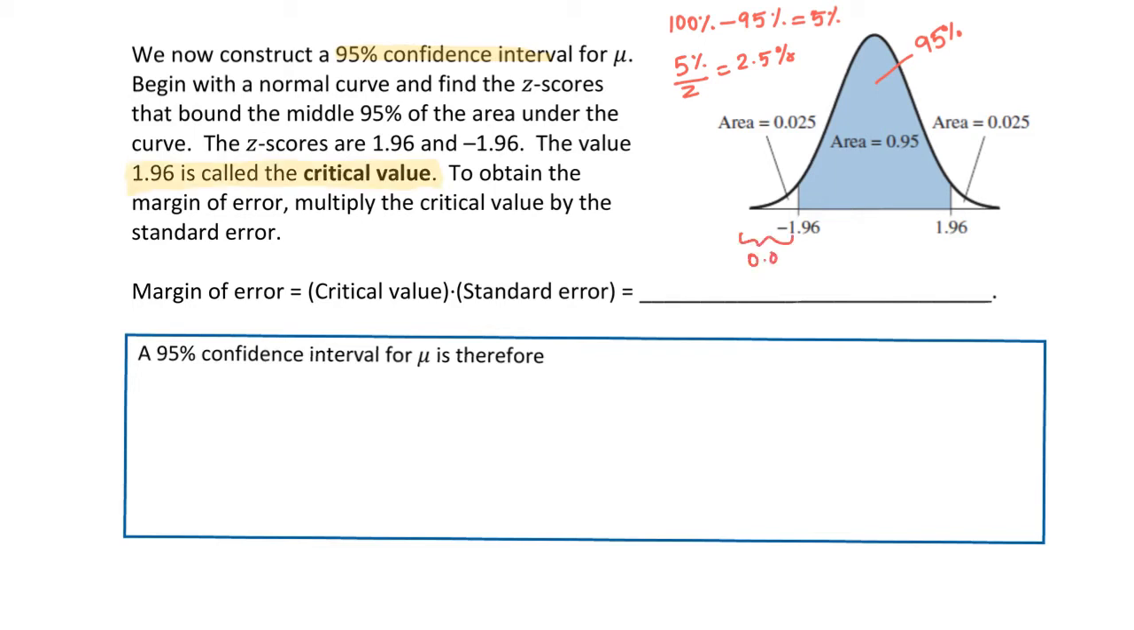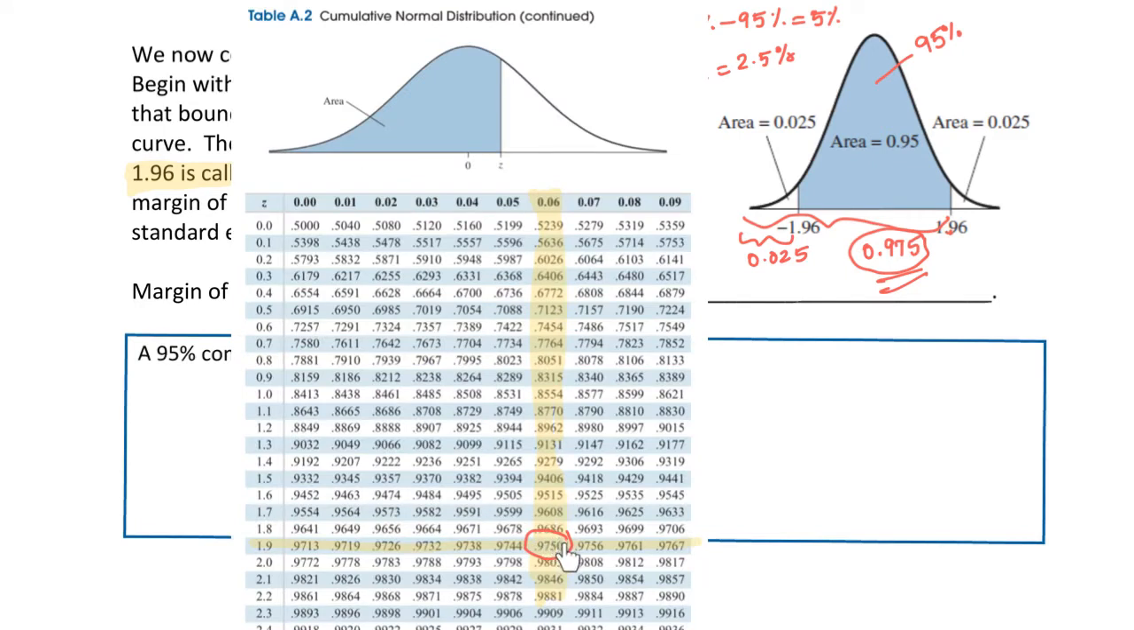This area is 0.025. This area on the left side of this z-score is 0.975. In the table, look for the area close to this and find the z-score corresponding to that. So 0.975 is here, the area. So take the z-score corresponding to that. So 1.96, that is the critical value.